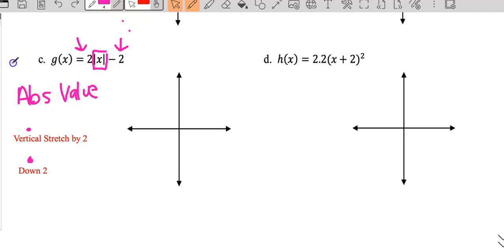Absolute value, I know, looks like a V. It's okay, I'm drawing a V. A vertical stretch means it's going to be very skinny. And then it's moving down 2. So let me go ahead and move it down 2. And then I'm going to make it very tall. So it's going to be very skinny.